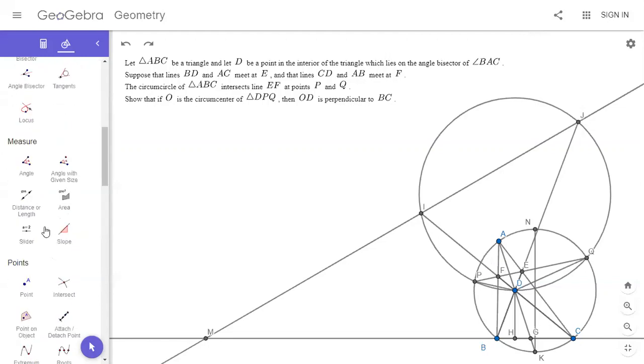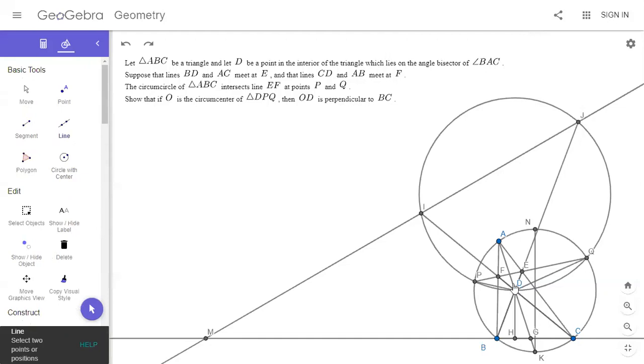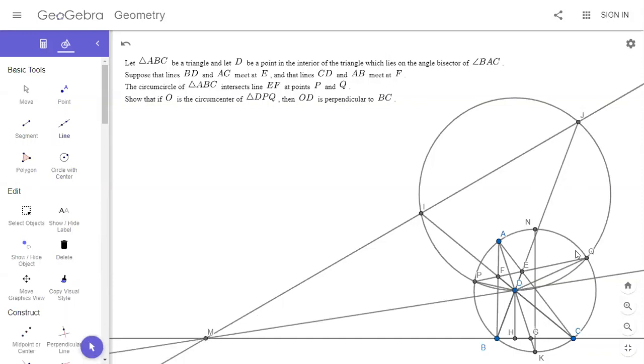So I had a different idea, I'm just gonna try it out for a second. I wonder if VM is parallel to PQ. No, that's not true. No, it can't be because... Yeah. You're saying we have to use the fact somewhere that M lies on IJ. That's what he's saying.